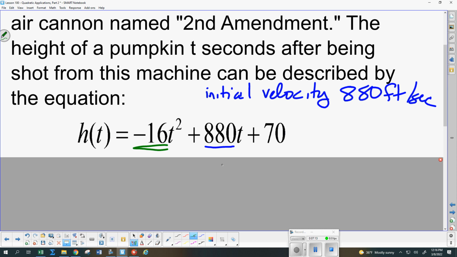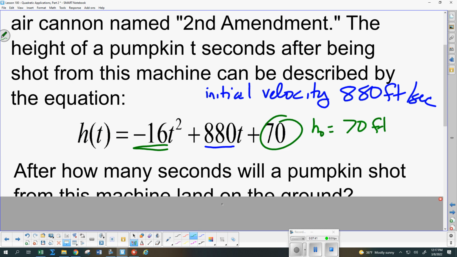Madeline. That's the initial height. So the starting height is 70 feet above the ground. Maybe the cannon is sitting on the ground and it's just such a huge cannon that that's how high the end of that cannon is when it fires. Maybe it's up on some kind of platform before they start launching it. I don't know, but it means we start at 70 feet off the ground.